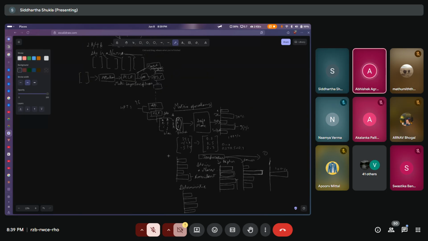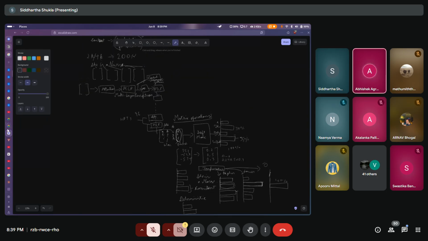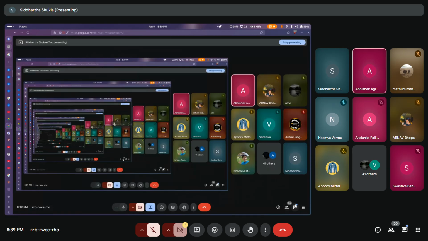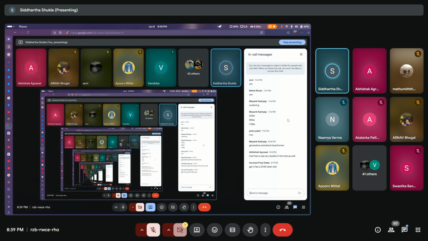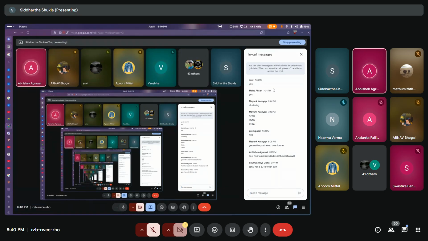You can just put it in the chat as well if you don't want to speak. And let me see the chat once. No doubts. GPT-3 has a 2048 token. Yeah, I said so. I wasn't sure about it being 4K or 2K, but yes, it's 2K, I guess. I suppose no one has any doubts.